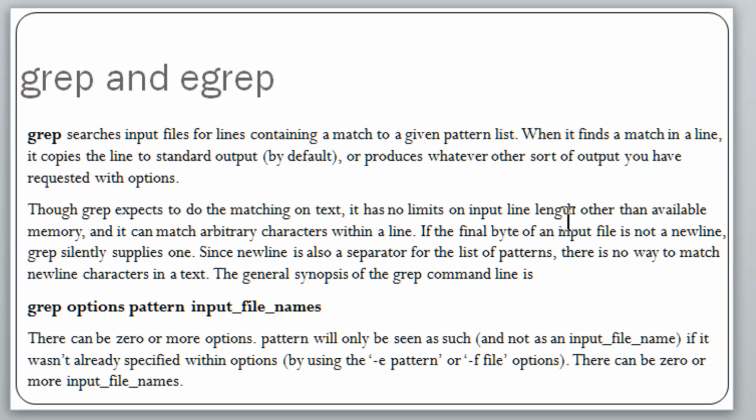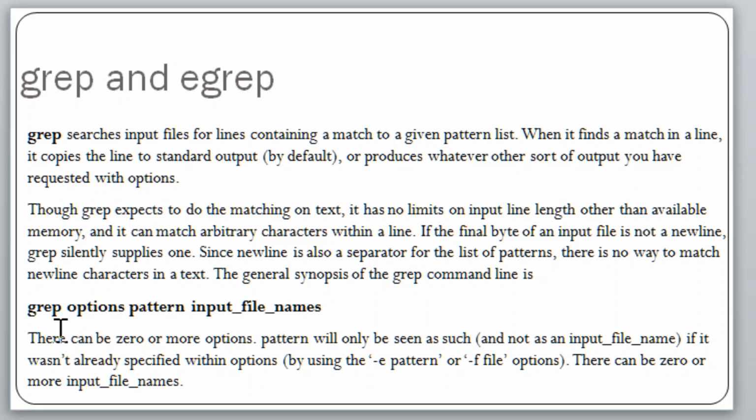If the final byte of an input file is not a newline, grep silently supplies one. Since newline is also a separator for the list of patterns, there is no way to match newline characters in text. The general synopsis of the grep line is: grep, any options you want to put on it, the pattern you're searching for, and the file you're searching in.